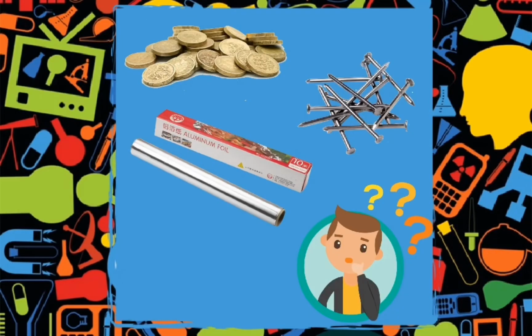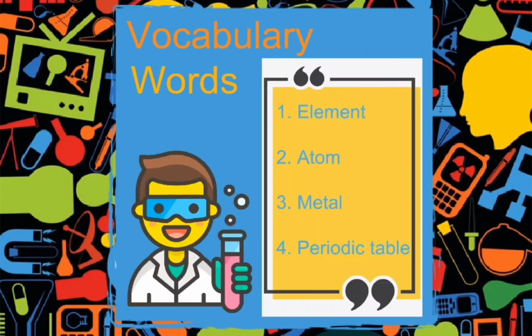Let's move forward. Now, you can see here coins, nails, and aluminum foil. What do these materials have in common? Well, they are shiny and they also are made of metal. So in this lesson, we will learn how to classify materials according to each of their properties. Our vocabulary words are element, atom, metal, and periodic table.